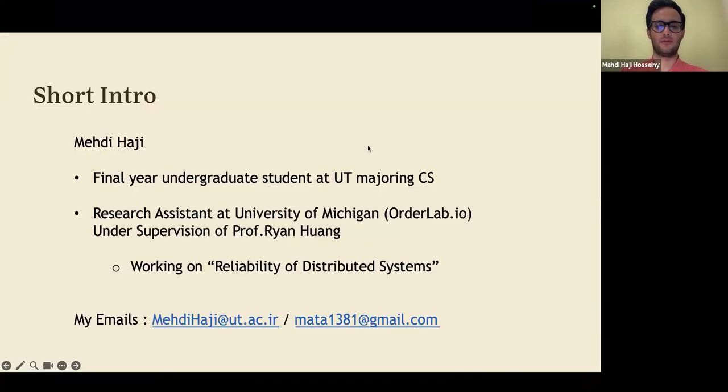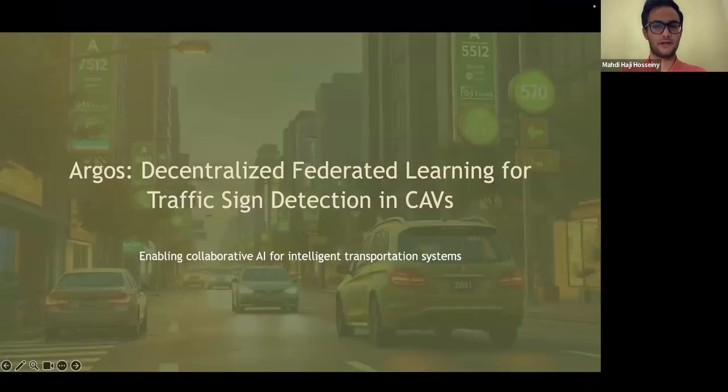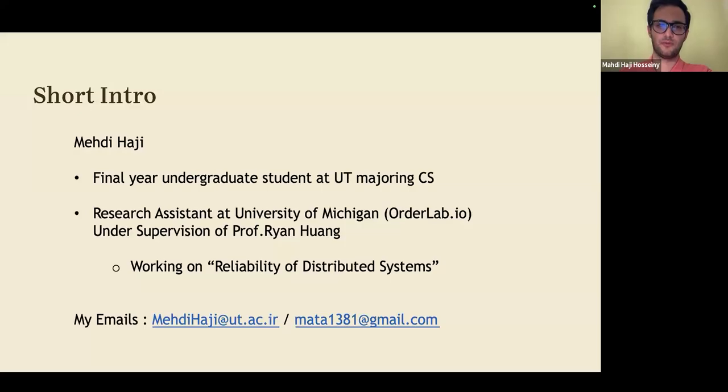As you told, our project is about decentralized federated learning for traffic sign detection in CAVs, which stands for connected and automated vehicles. And we experimented with this problem in a real world implementation. For a short intro, I'm Mehdi Haji, a final year undergraduate student at UT, majoring in CS, and I'm a research assistant at the University of Michigan under the supervision of Professor Wang, working on the reliability of distributed systems.